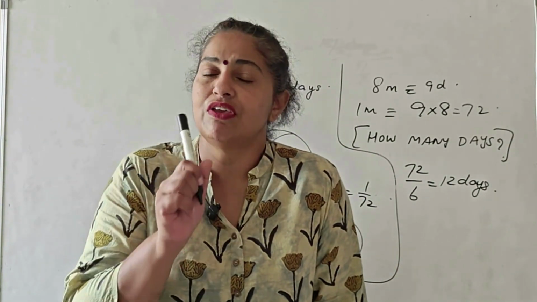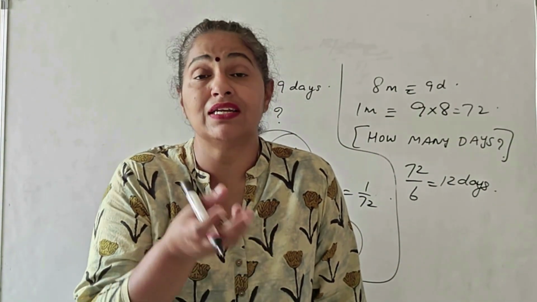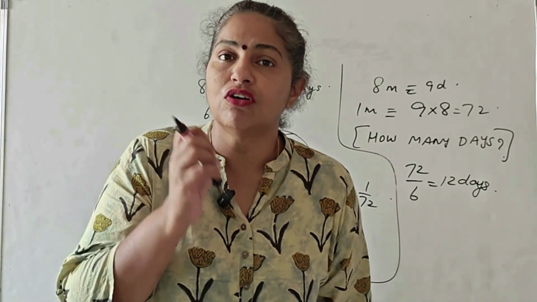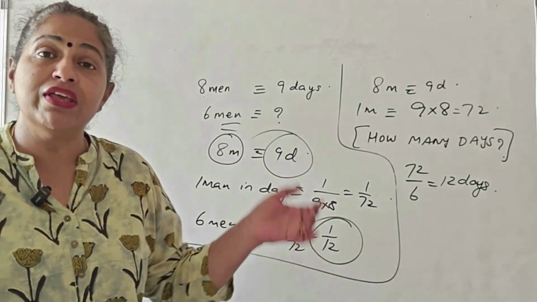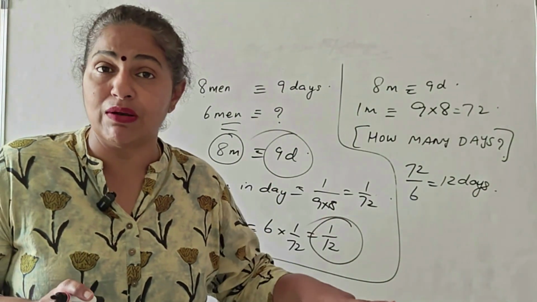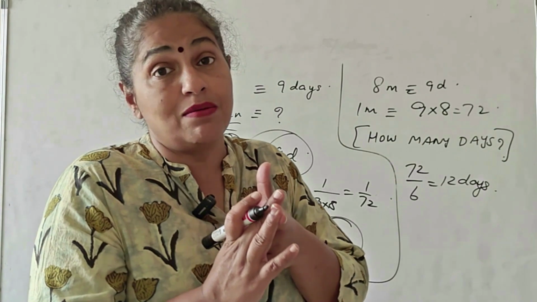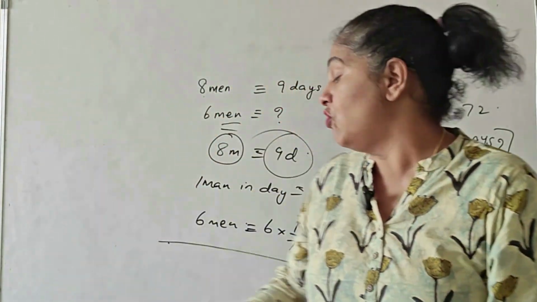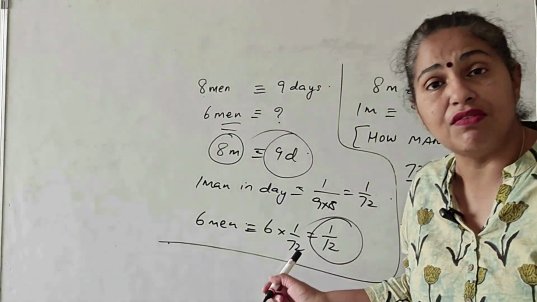In the first case, we found out what is the amount of work done by one man in a single day. You got 1 by 72. So, when you are employing 6 more people into it, it is 6 into 1 by 72, giving us 1 by 12. That is the work completed by 6 men in a single day. So, you will get 12 days as your answer.